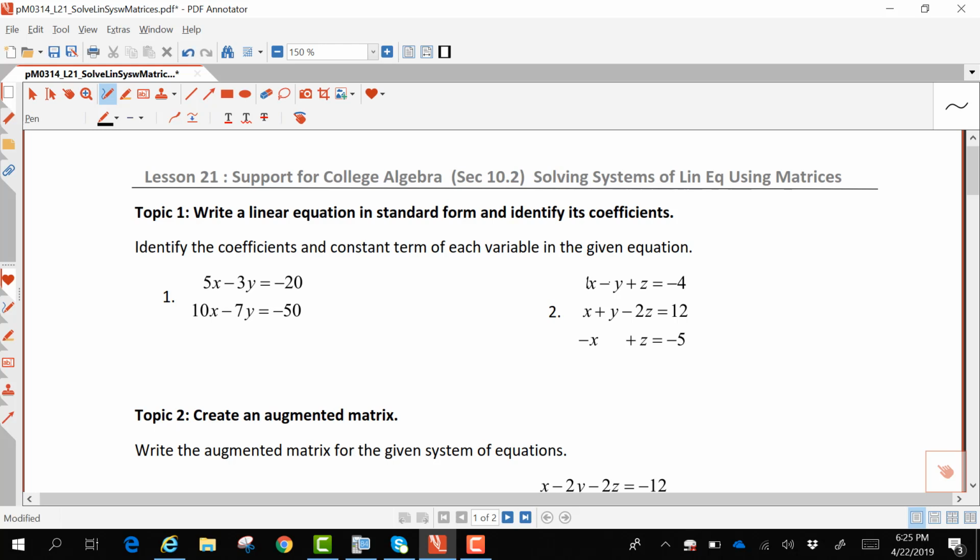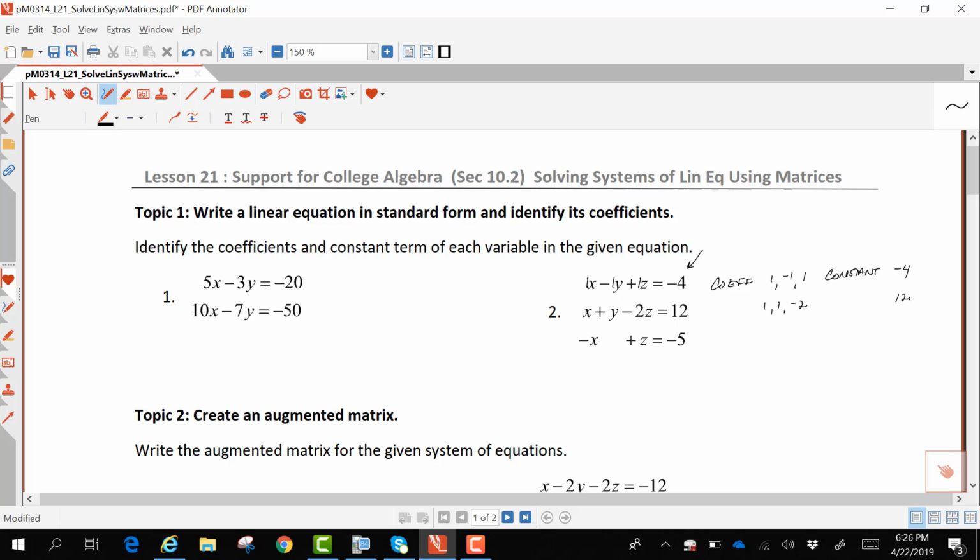The coefficients are just the numbers in front of your variables, and the constant will be the number without a variable. So the coefficients in the first equation would be 1, -1, 1, and the constant would be the number on the end with no variable attached, which is a -4. In the second equation, your coefficients would be 1, 1, and -2, and your constant would be a 12.